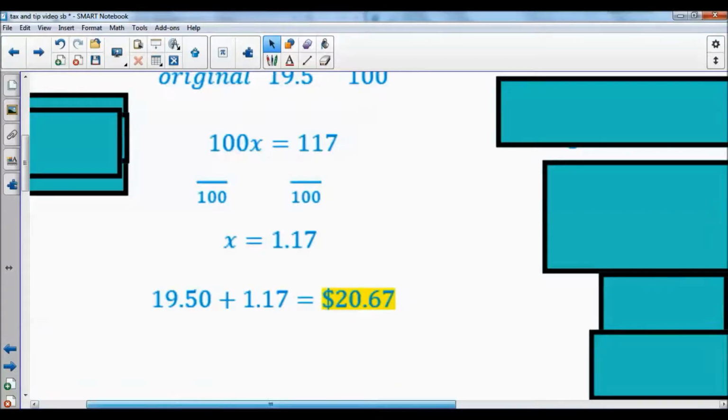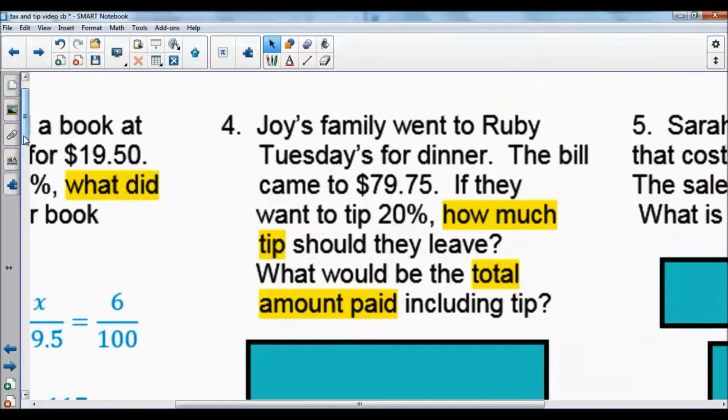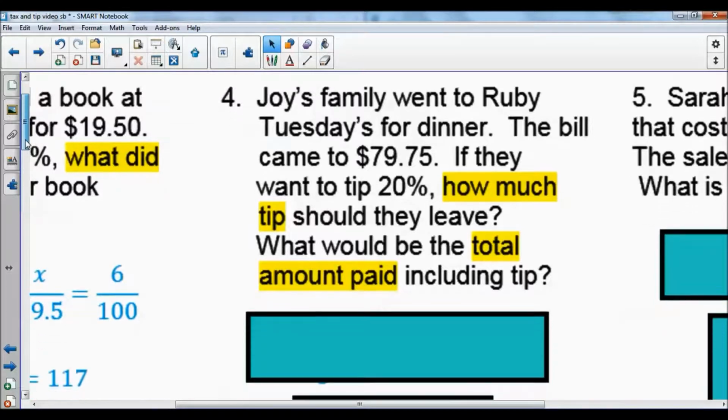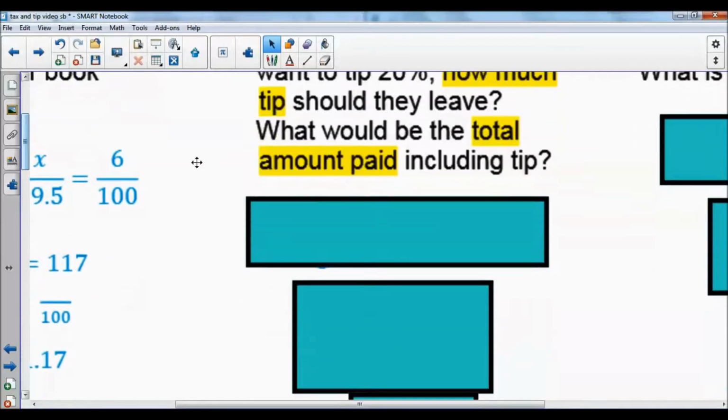Okay, number 4. Joy's family went to Ruby Tuesdays for dinner. The bill came to $79.75. If they want to tip 20%, how much tip should they leave? And what would the total amount paid, including tip, be? Okay, so we're actually answering both questions, right? First, they want to know the tip, and then what would be the total. So we're going to answer both.